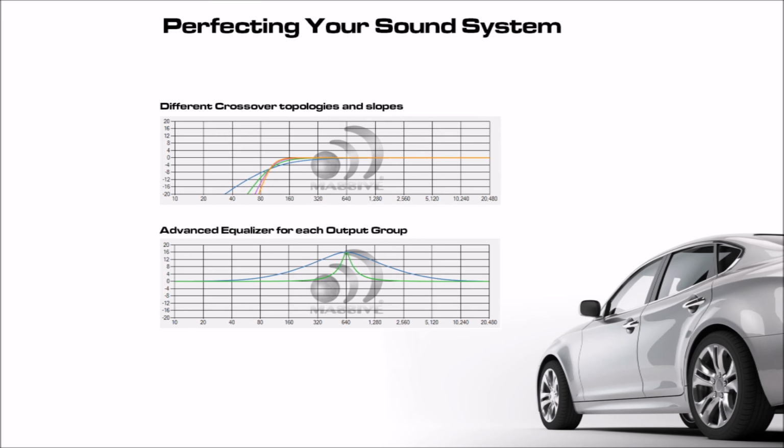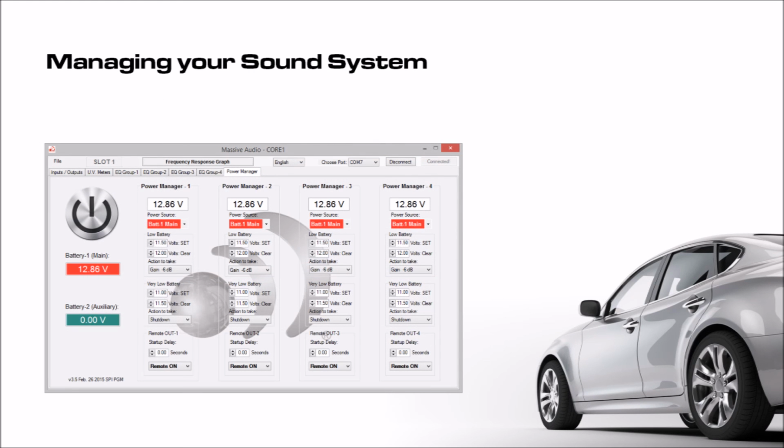With the Core1, you can endlessly tune your car audio system. To name a few features, many different crossover topologies and slopes are available, with precise frequency control. Parametric and shelving equalizers are available for each output channel, with gain, frequency, and bandwidth controls. Also, the Core1 is a fully programmable power management tool that lets you choose actions to be taken automatically when your car battery is running low or very low. These actions can range from a small gain reduction, partial system turn-off, up to complete system shutdown. To learn more about these features, please consult the user's manual.